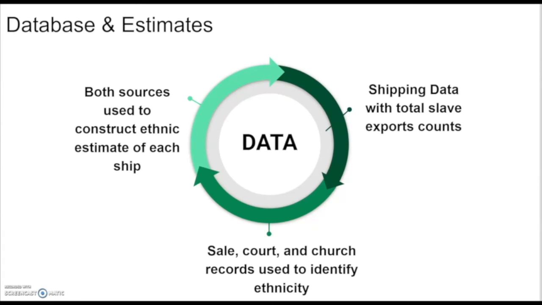This can be seen through the data collected. First, a quantitative data measure was used of shipping data for total slave export counts. Second, we see qualitative data used through things such as slave, court, and church records, which were used to identify ethnicity. Nunn then combined both of these to construct ethnic estimates for each ship.